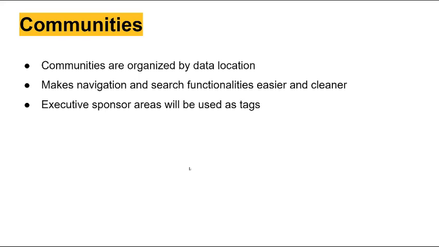So you've heard me talk about communities. What you saw listed there on the browser are called communities. They are organized by data location. So where I had those assets that had been uploaded, Redshift, the data warehouse, ODS, those are the communities. It just made navigation and search a bit easier and cleaner instead of organizing by data governance area, executive sponsor, or data stewardship team. But we will be adding executive sponsor areas as tags, so that if somebody is an executive sponsor or a data steward for a specific area and they want to pull all of their information, they will be able to do that.